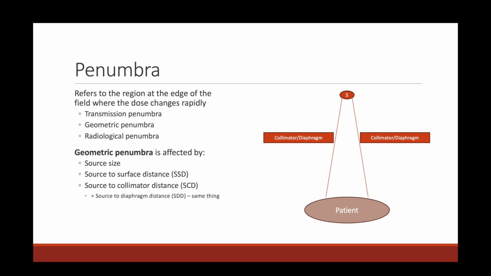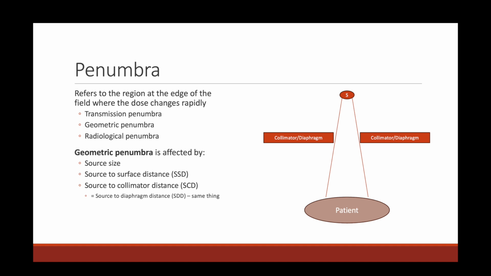So let's start by talking about geometric penumbra. For geometric penumbra, it's really easy to understand this if we stick to our flashlight analogy. When we think about how the radiation is reaching the patient, we have our source, which is in the head of our treatment machine. We have our patient who's laying on the table. And then we have our collimators, also known as our diaphragms, which are really the jaws and the MLCs that are helping to shape our beam in the way that we want it to.